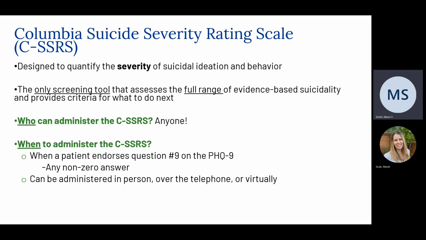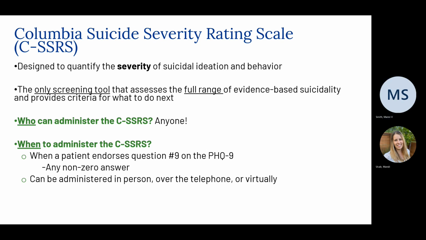We are going to focus on step 2, risk assessment using the Columbia Suicide Severity Rating Scale. The C-SSRS is designed to quantify the severity of suicidal ideation and behavior. It is the only screening tool that assesses the full range of evidence-based suicidality and provides criteria for what to do next. So, who can administer the C-SSRS?